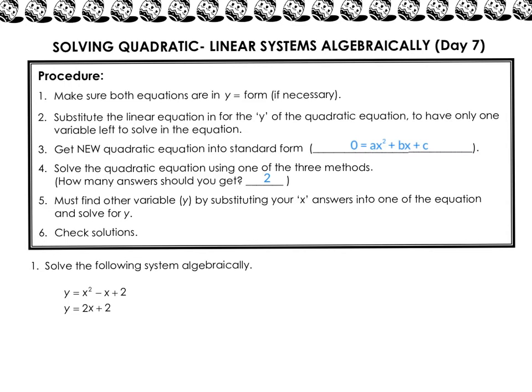Then you must find the other variable, so in this case the y, by substituting your x answers into one of the equations and solve for y. Finally, you can check your solutions just like we've done in the past. So let's look at this first example.